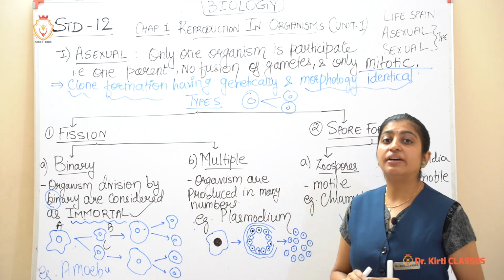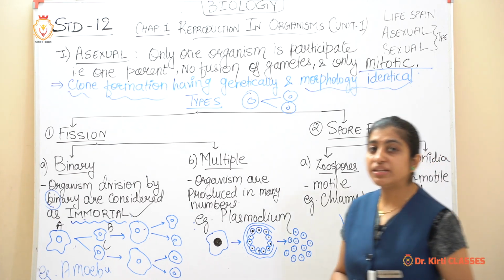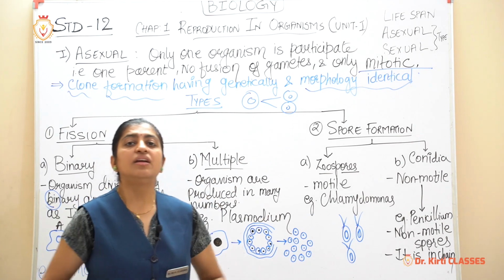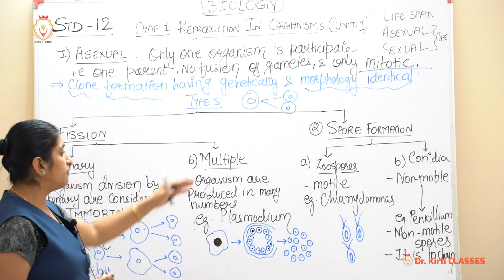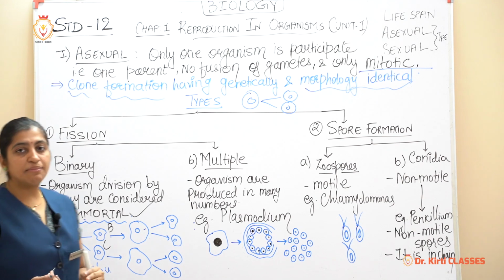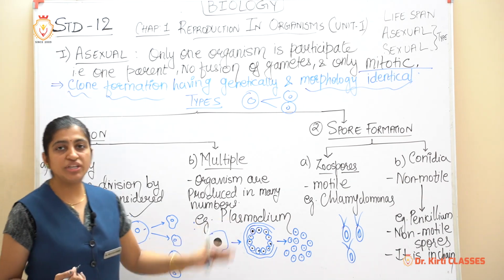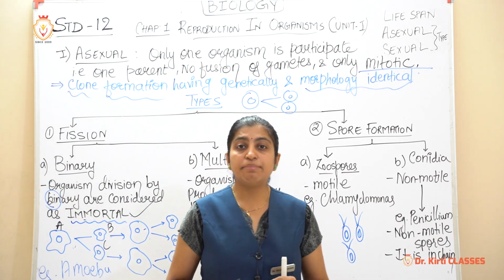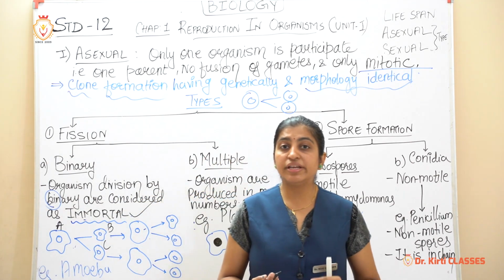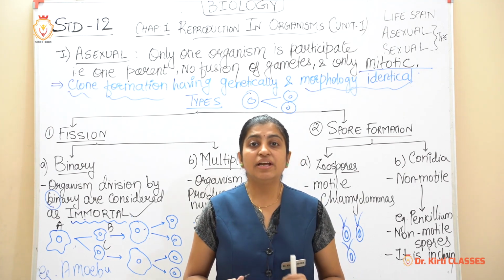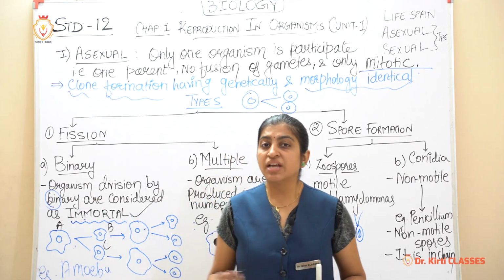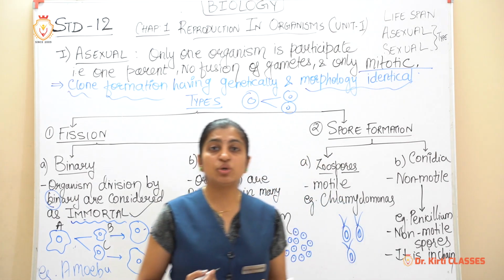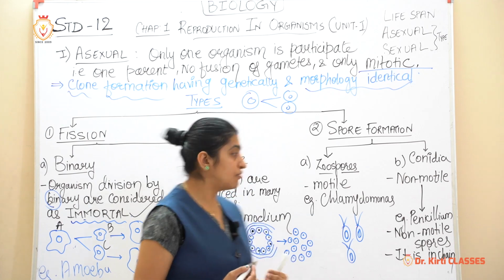Next type is multiple fission. Multiple means the organisms will be produced in a large number, more than 2. So organisms are produced in many numbers. Example is Plasmodium. As in Plasmodium, the malaria parasite, we have already studied in chapter number 8, in human diseases, the malaria parasite Plasmodium. It will be divided mitotically in a large number. How, we will see here.